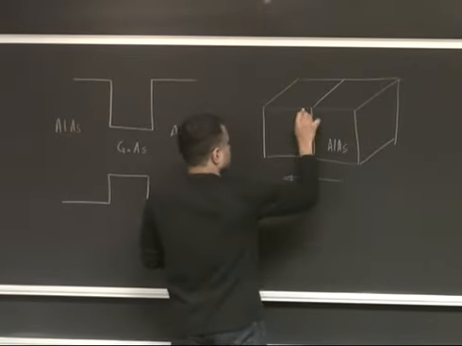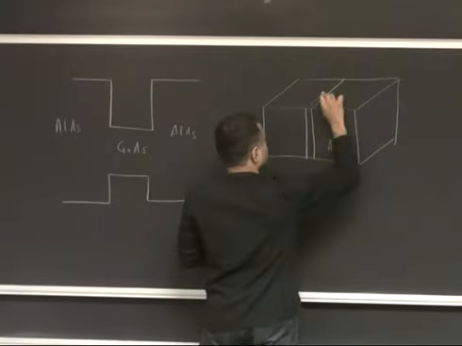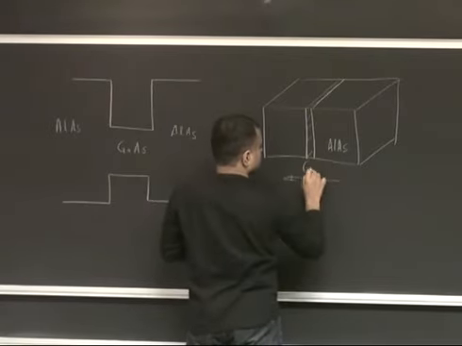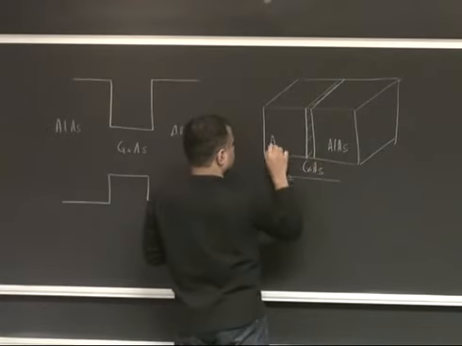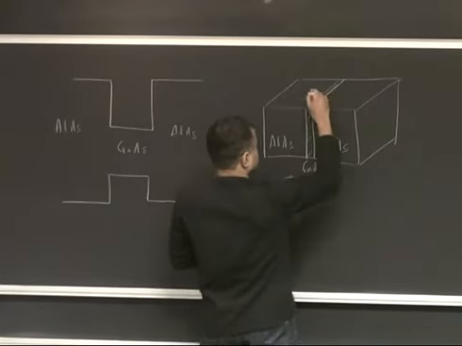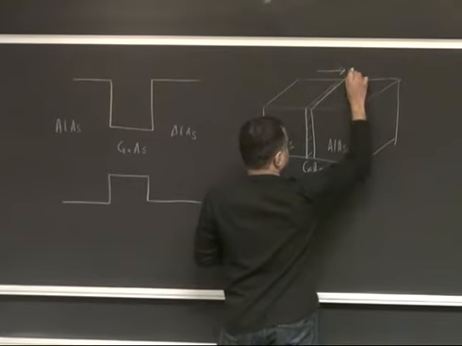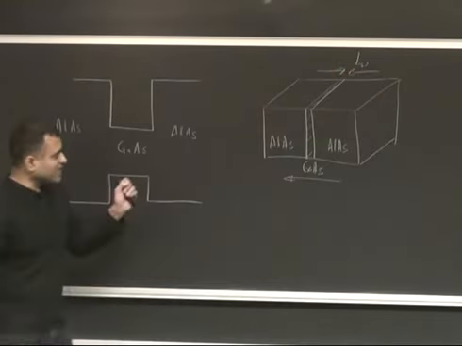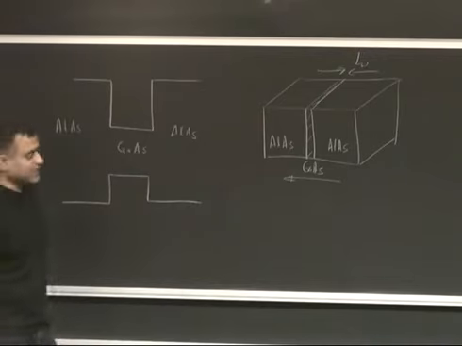And you have inserted a very thin layer of gallium arsenide, and you come back to aluminum arsenide. This is a very simplistic picture, but it's actually correct. And this is what we're going to call the thickness of this well, L_W. So we're going to look at that.